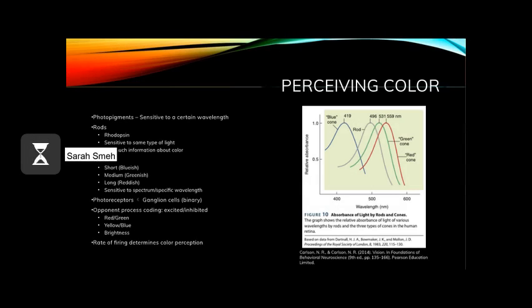In perceiving color, make sure you understand how photopigments are sensitive to a certain type of wavelength and understand the difference between rods and cones in relation to color. And also note that rate of firing determines color perception.